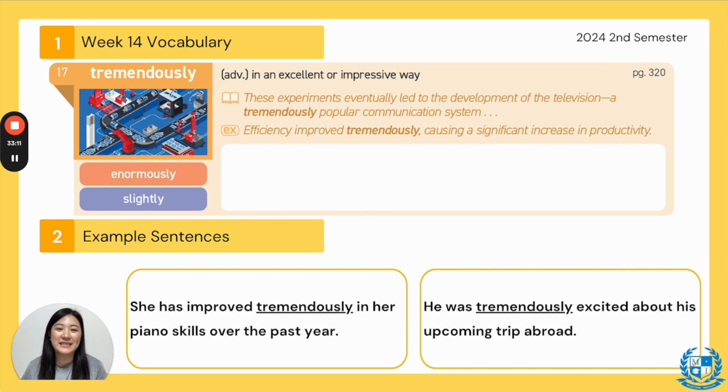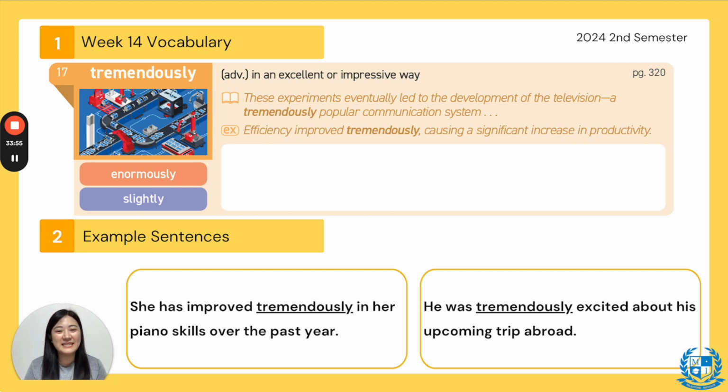Next line, example, let's read together. 1, 2, 3. Efficiency improved tremendously, causing a significant increase in productivity. Meaning they were able to work better and then they worked greater. Tremendously. Here, it says, she has improved tremendously in her piano skills over the past year. So maybe she was only allowed to play like this on the piano, but now she's improved tremendously. I'm also sure that your English has improved tremendously from watching my videos also.